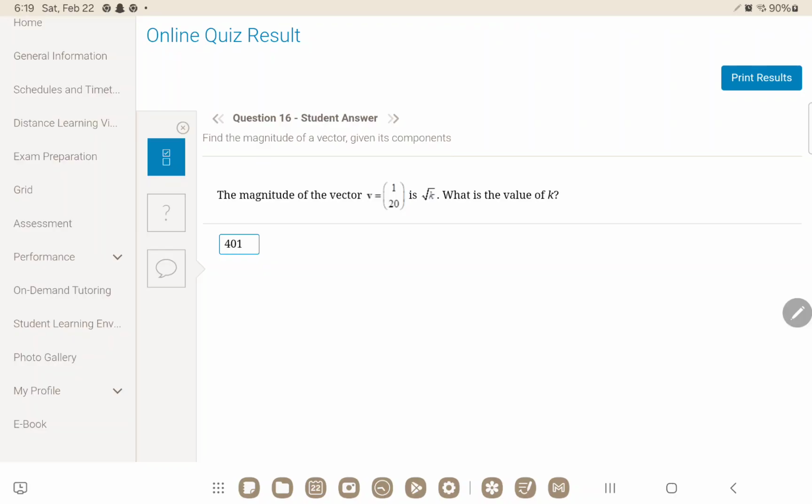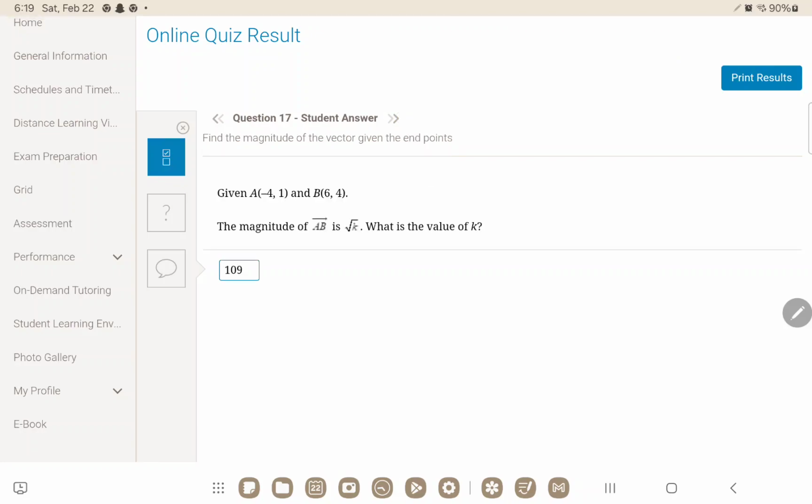Now the magnitude of this vector: to find the magnitude of a vector, it's the top number squared plus the bottom number squared under a radical sign. This here equals radical 401. And that's it. You could do it in your calculator too. Now moving on.